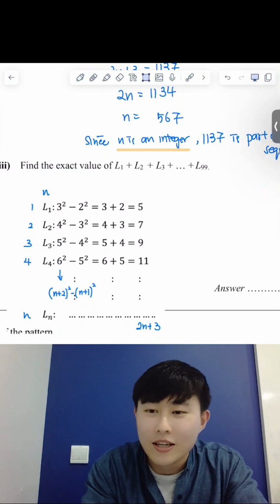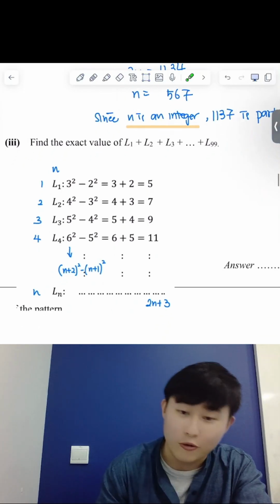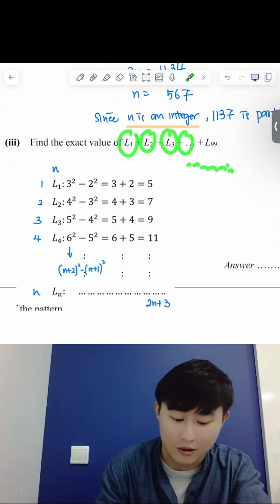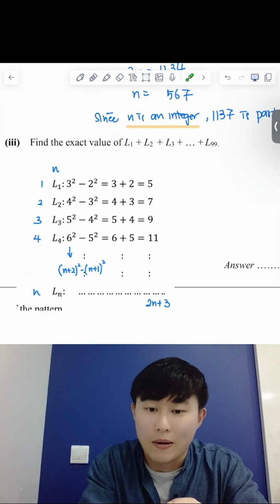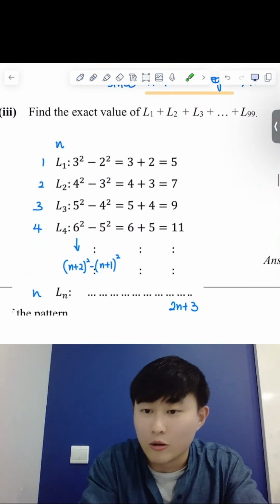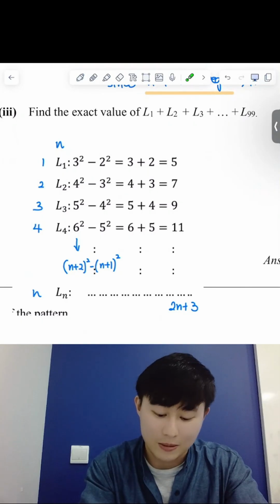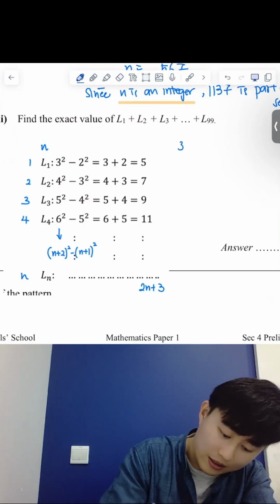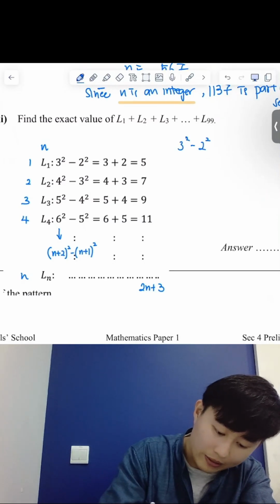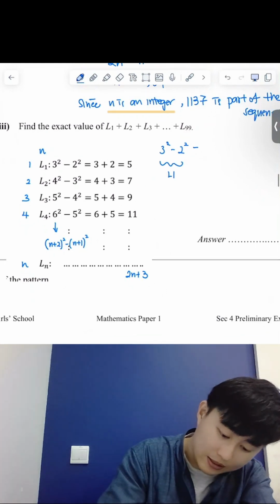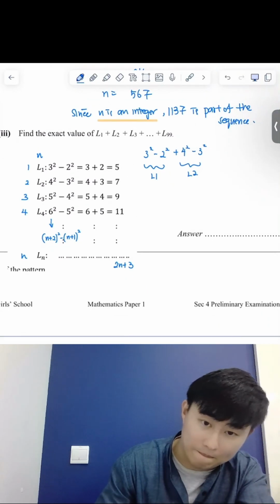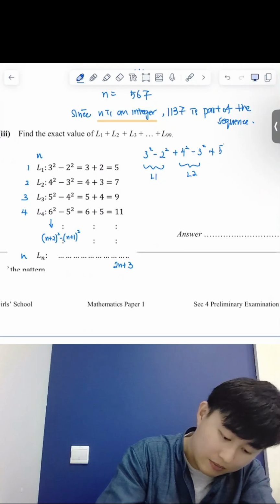Okay. So actually, if you take a look, I'm just looking for every single term added up together, right? So L1, L2, L3, L4, all the way until L99. Okay, I'm going to take a look at my values. Can I simplify any of this? That means if I were to add everything up together, let's say I have this thing minus this thing, that is my L1, plus this minus this is L2, plus this minus this is L3, continue.